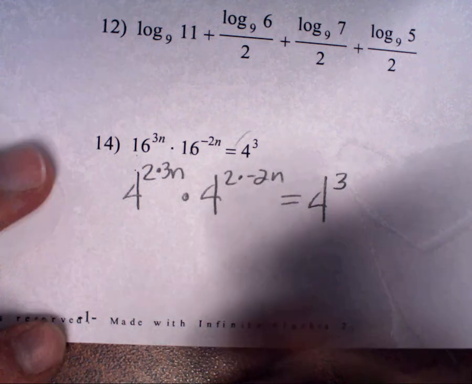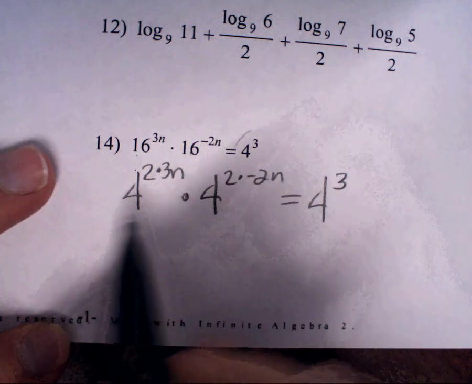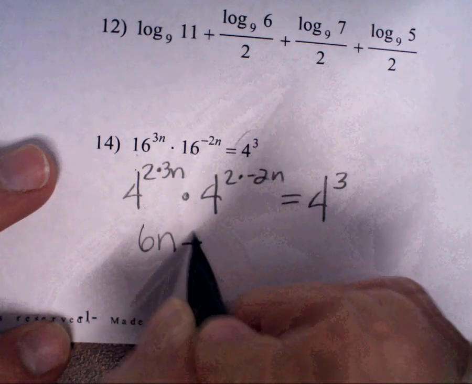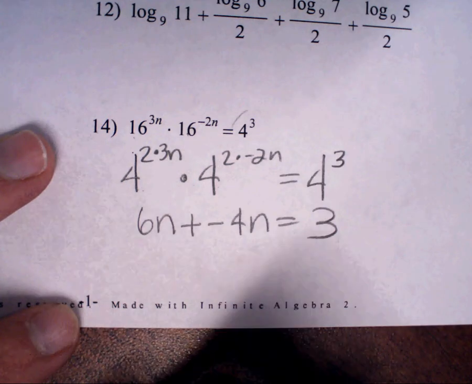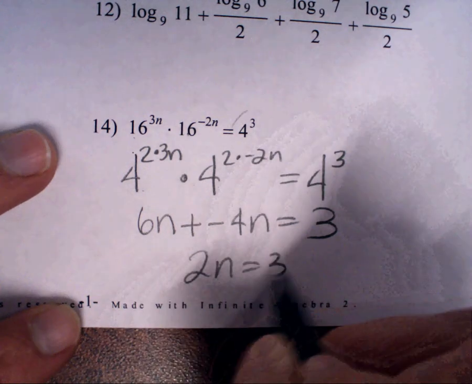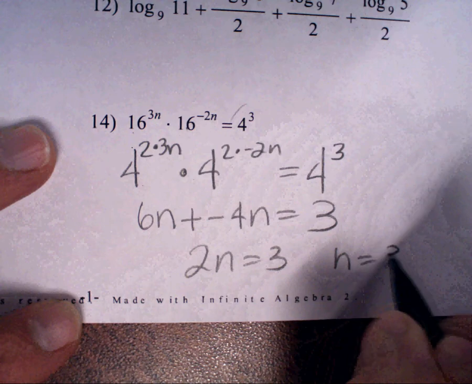So according to my laws of exponents, when two things are multiplying, I'm going to add their exponents. Okay, and then, sorry about that. Then this is 2n equals 3, n equals 3 over 2. This came from section 16.2.